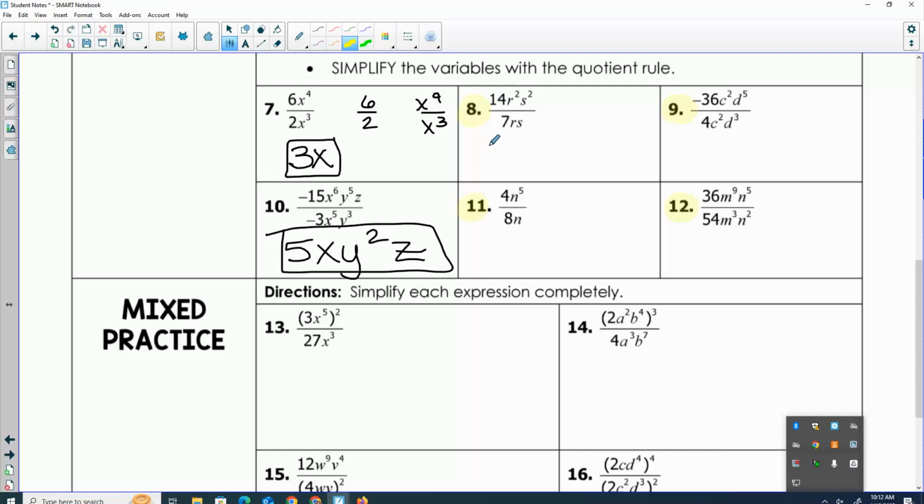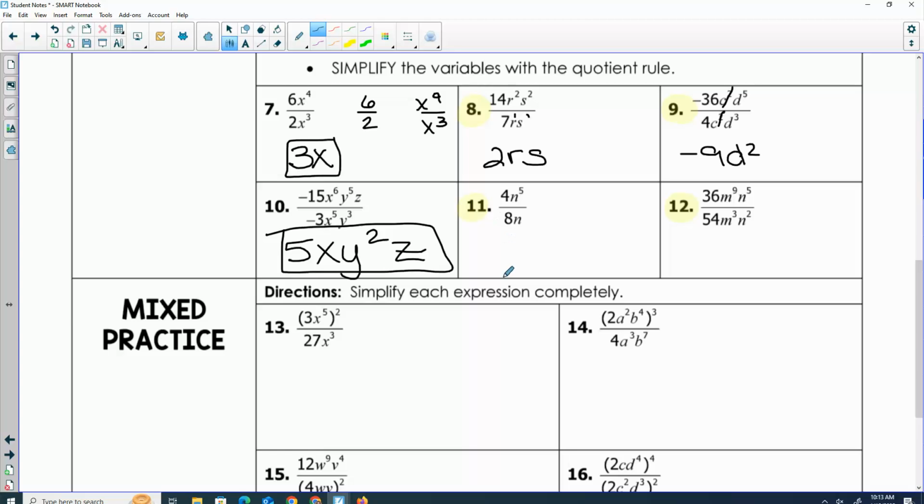Number 8. 14 divided by 7 is 2. R's, remember, if there's no exponent written, it's just a 1. 2 minus 1 is 1, so just R. S, 2 minus 1 is 1, so 2RS. Number 9, negative 36 divided by 4 is negative 9. What happens to the C's? They're dropped. 2 minus 2 is 0. Those C's are gone. D, I had 5 on top and 3 on the bottom, so it leaves me with 2 on top. So negative 9D squared.